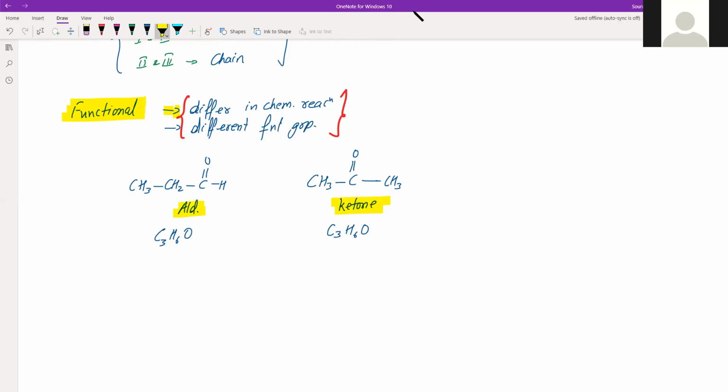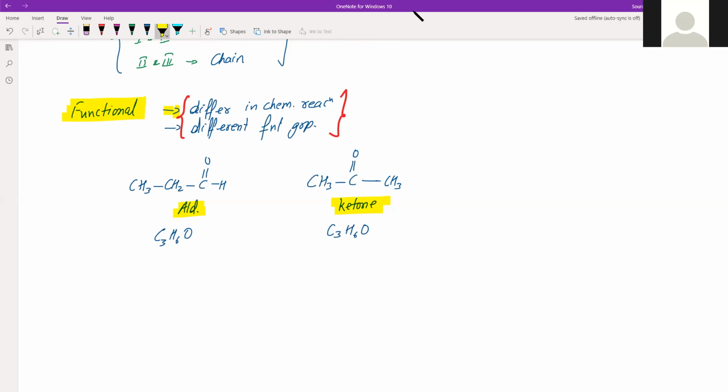So the name itself is different. One is aldehyde, other is ketone. The family itself is different. That's why their reaction will also be different. Such isomers are called functional isomers, right? And because in this class, that is 12th class, we'll be studying more of functional groups, different functional groups, functional isomers become a very important topic for us. So we'll be studying these functional isomers in more detail, maybe later.